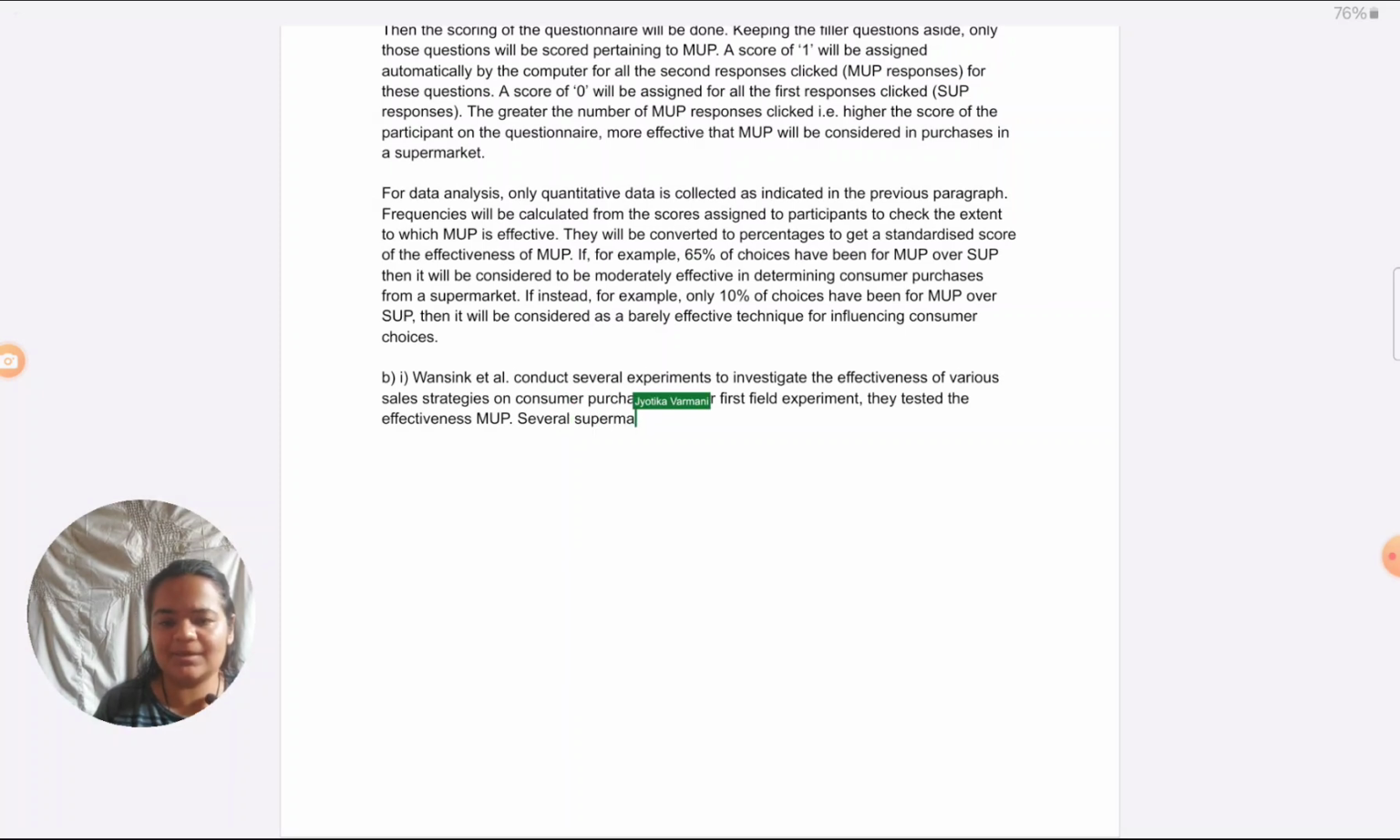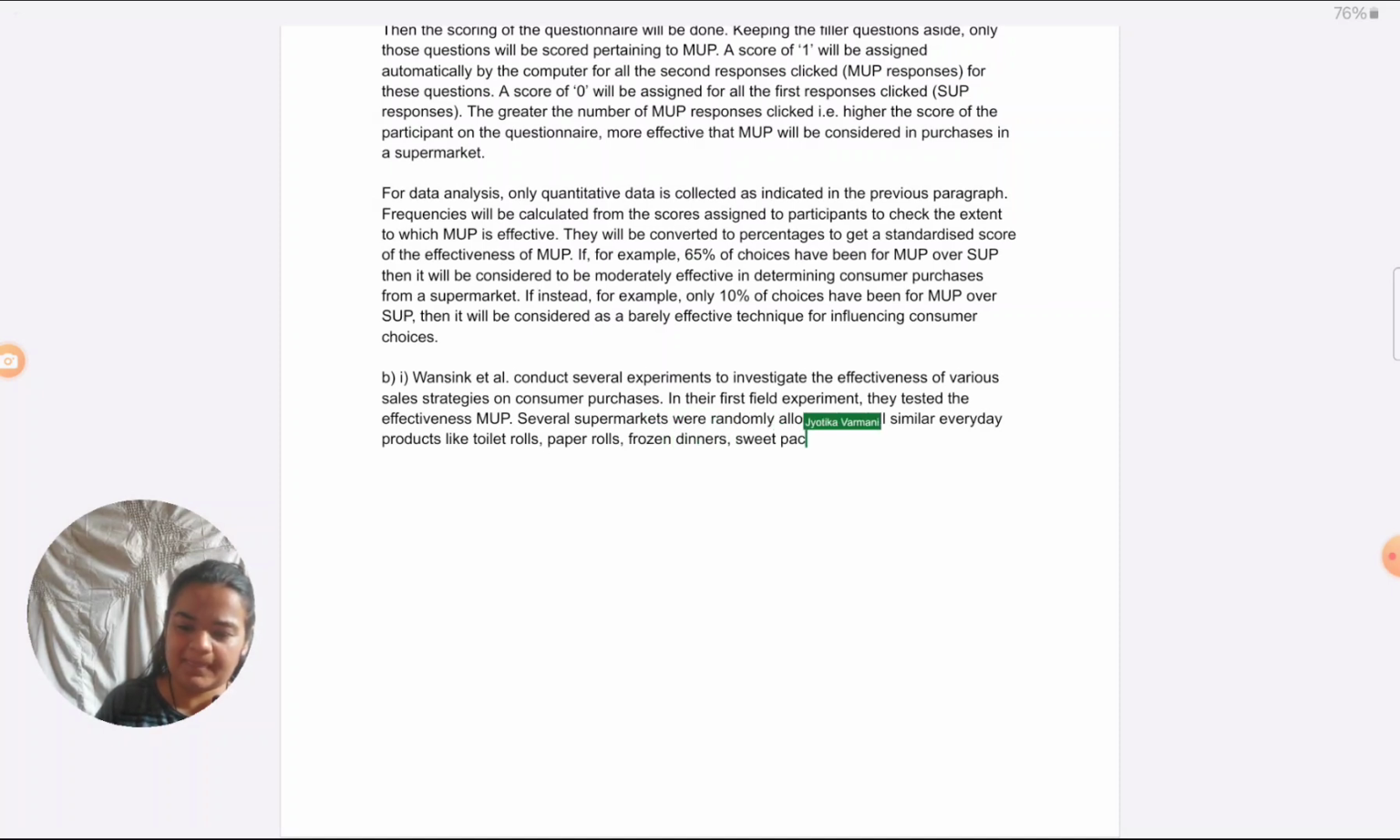So several supermarkets were randomly allocated to sell similar everyday products. Very important to mention everyday products, because this is the feature which I've used in the study. In part 2, I'm going to talk about this, so better I mention it in part 1. So similar everyday products like toilet rolls, paper rolls, frozen dinners, sweet packets, etc., with either SUP or MUP offers.